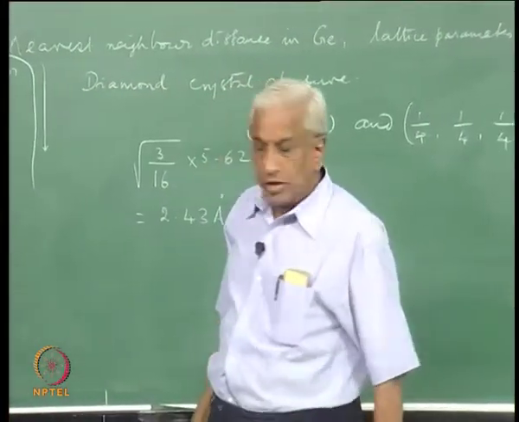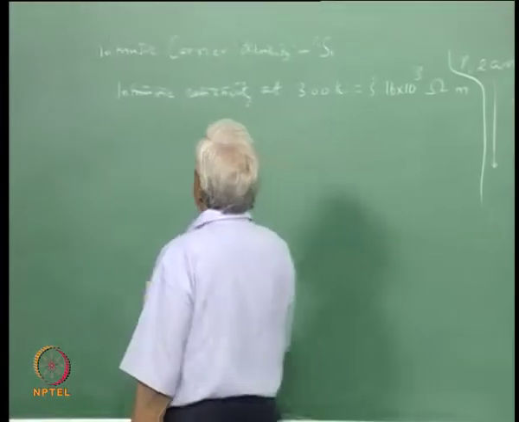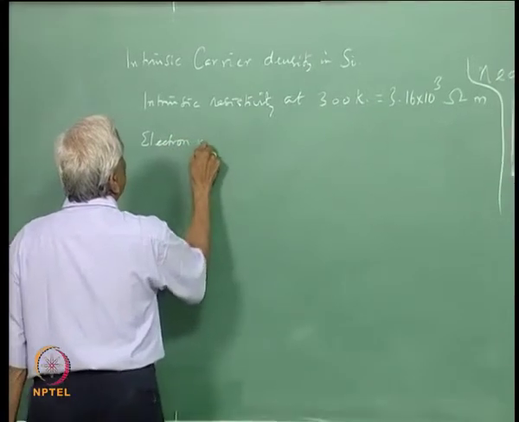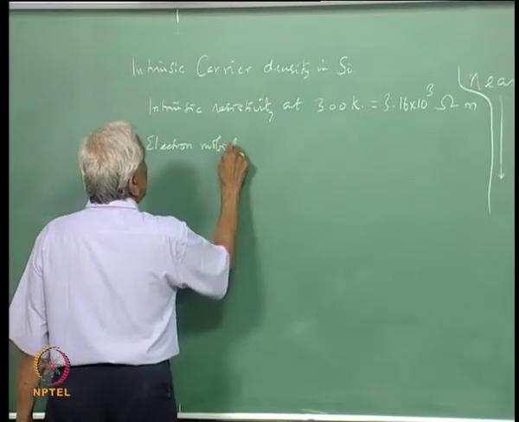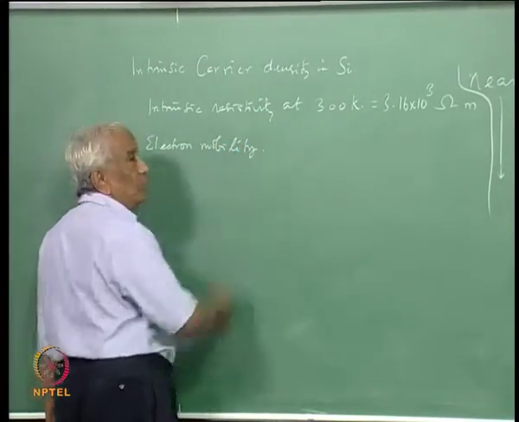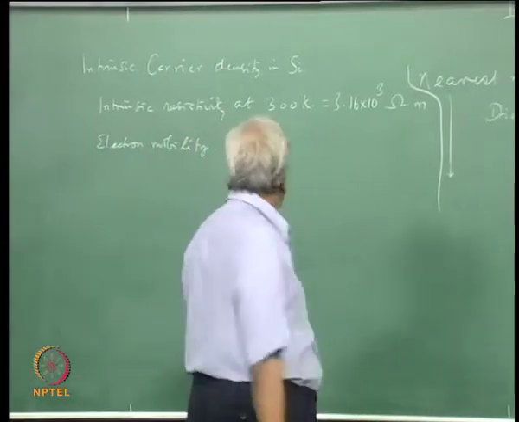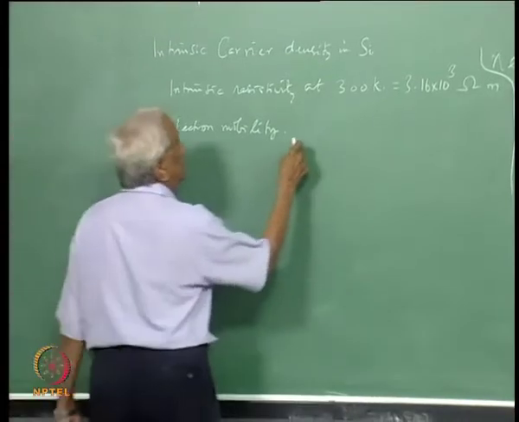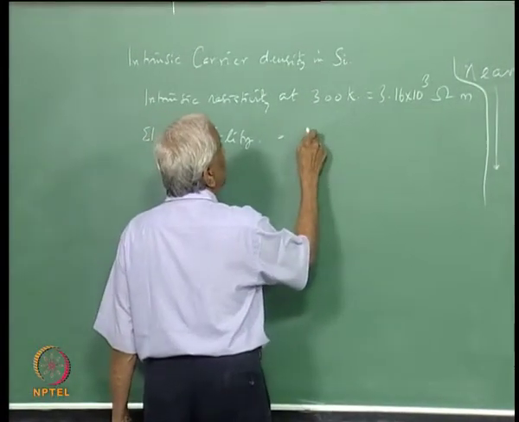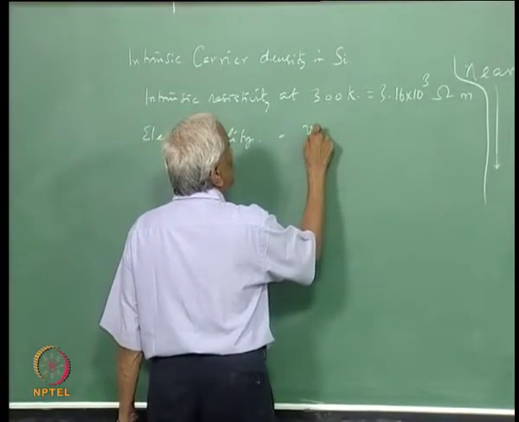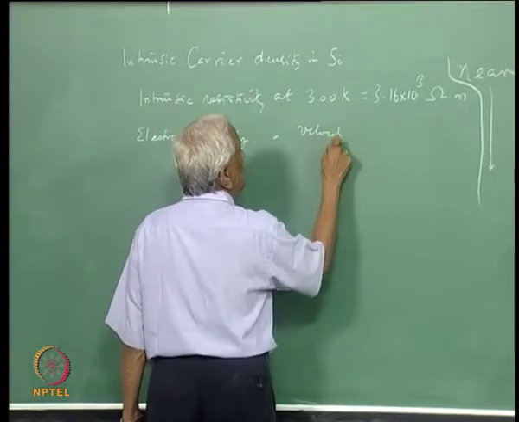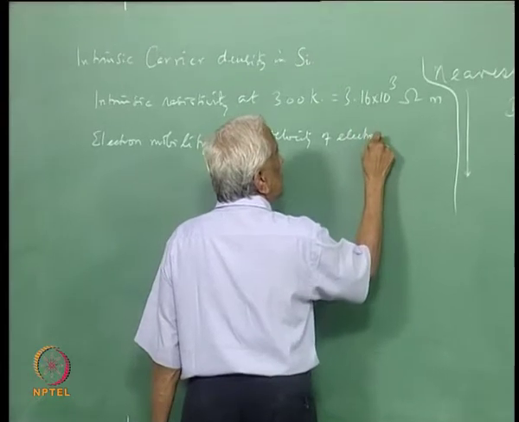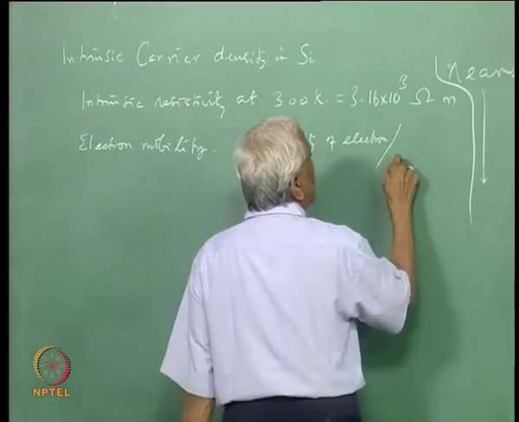We are also told the electron mobility. Well, I do not think we have discussed the concept of mobility so far. Let me introduce it. The definition of mobility is the velocity of the electron per unit electric field.